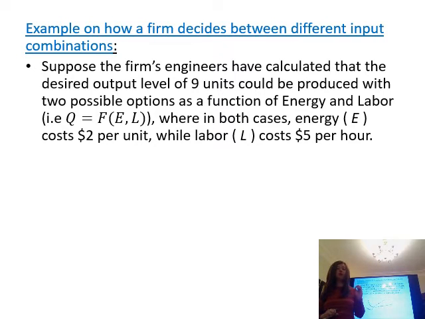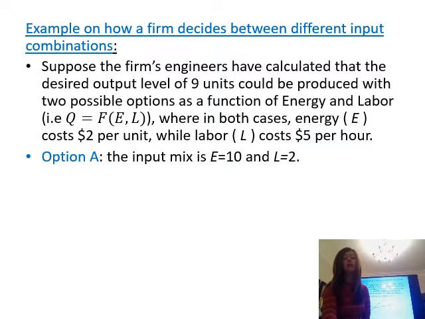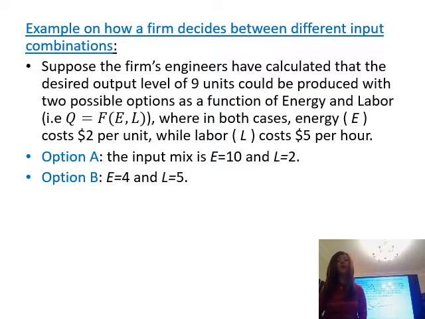The price of energy is $2 per unit. The price of labor, or the cost of labor, is $5 per unit. You have option A and option B. This is given in the problem. You either use an input combination of 10 units of energy and 2 units of labor, or option B, 4 units of energy and 5 units of labor. Can you calculate the total cost associated with these two options?